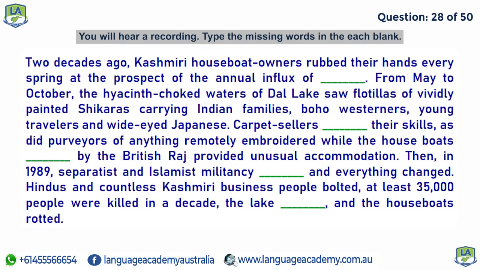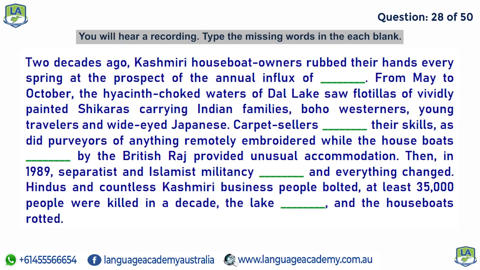Two decades ago, Kashmiri houseboat owners rubbed their hands every spring at the prospect of the annual influx of tourists. From May to October, the hyacinth-choked waters of Dal Lake saw flotillas of vividly painted shikaris carrying Indian families, boho westerners, young travelers, and wide-eyed Japanese.